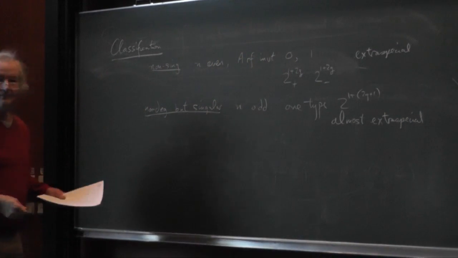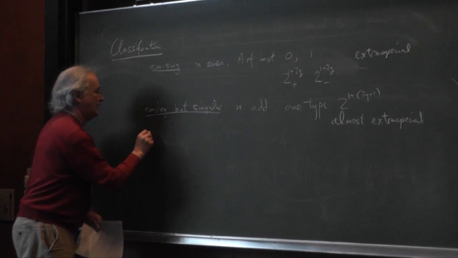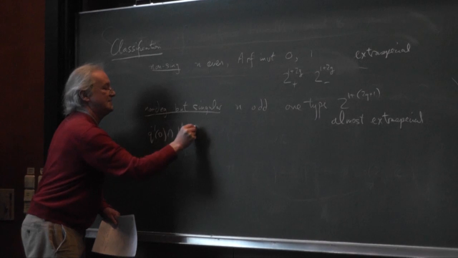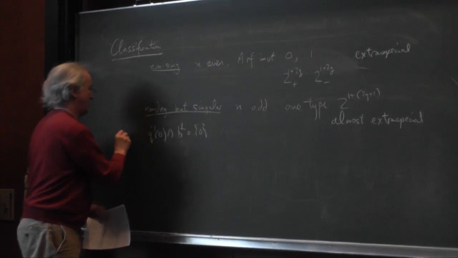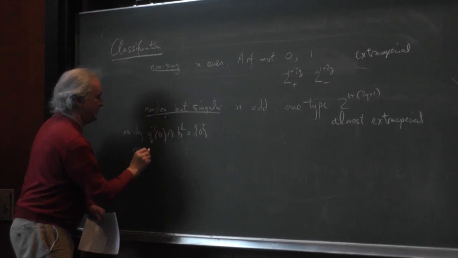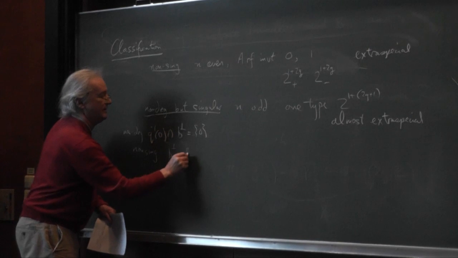Can you say again what is non-degenerate but singular? Non-degenerate means that the intersection of Q inverse of 0 with B perp is 0. And non-singular just means that B perp is 0.